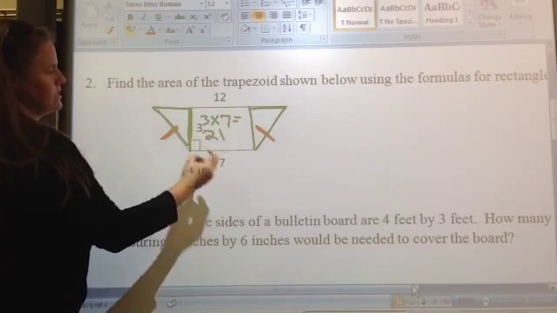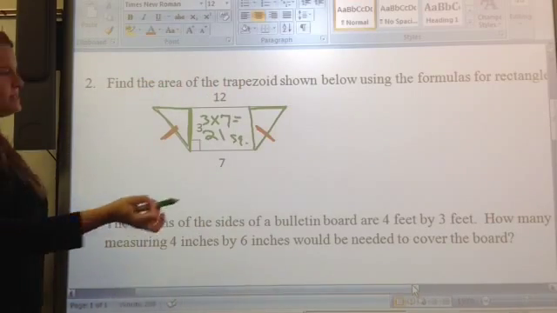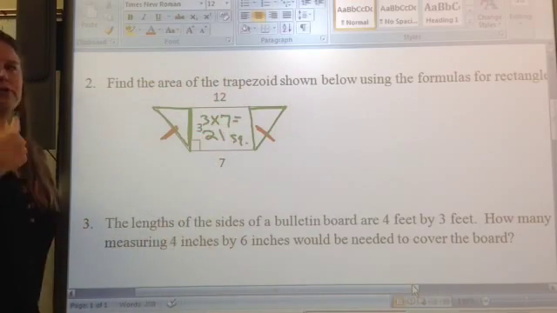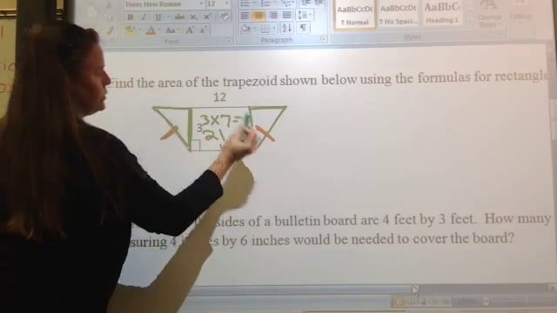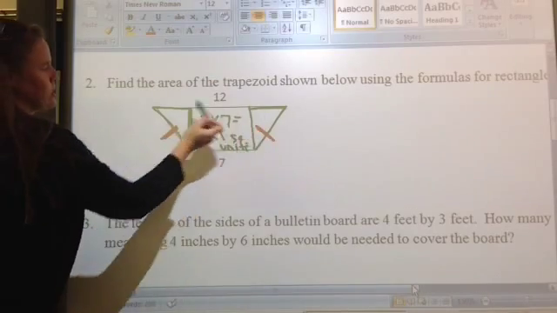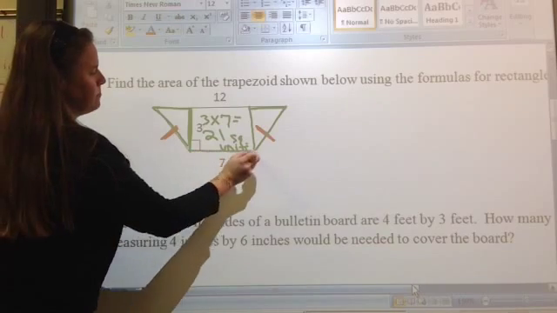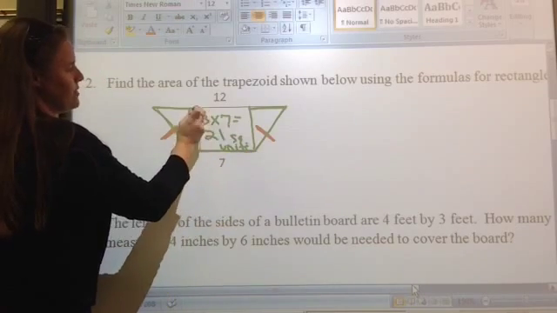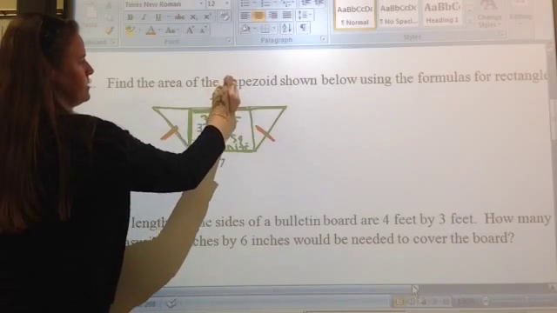equals 21 square units. And this problem tells me it's just square units. It doesn't say centimeters or meters or miles. It's just 21 square units for that center area. What I now have to figure out is the area for my triangles. I know my length of my bottom line is 7. So I know that this line is also 7.